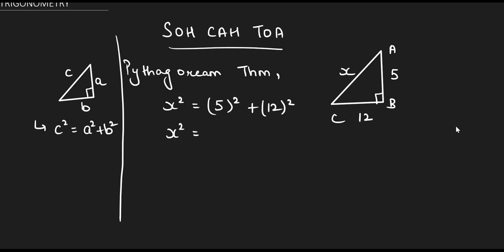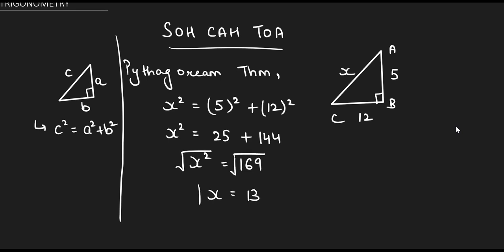So x squared will be 5 squared, or 5 times 5, that's 25, plus 12 times 12, that's 144. So x squared will be 169, and square rooting both sides, you get x as 13, because 13 is the number which multiplied twice gives you 169. So that's your answer.